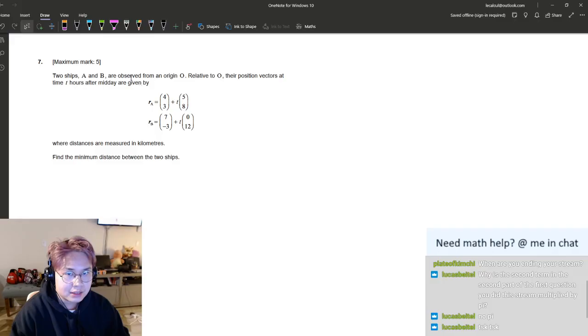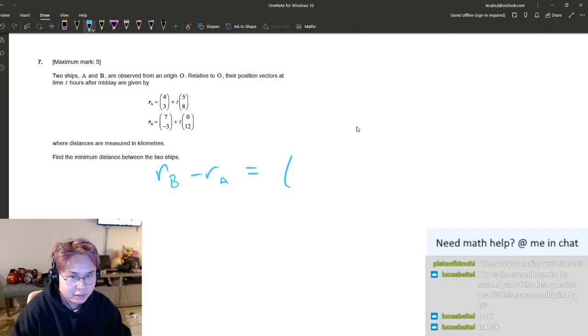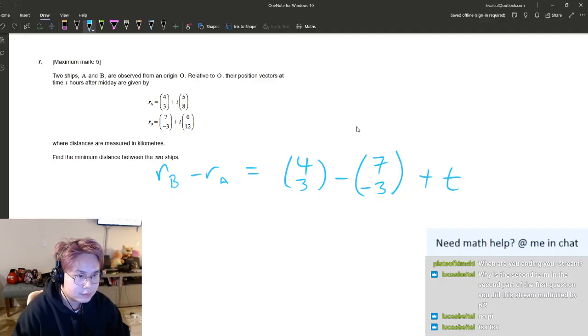We have 2 ships from an origin, and here are their position vectors, with distances in kilometers. Find the minimum distance between the 2 ships. Okay, so let's first find the difference between them. So RB minus RA, which is (4, 3) subtract (7, -3), and then (0, 12) subtract (5, 8).